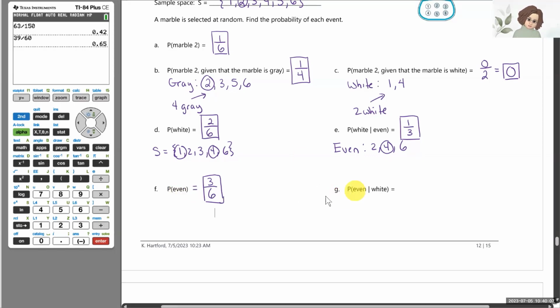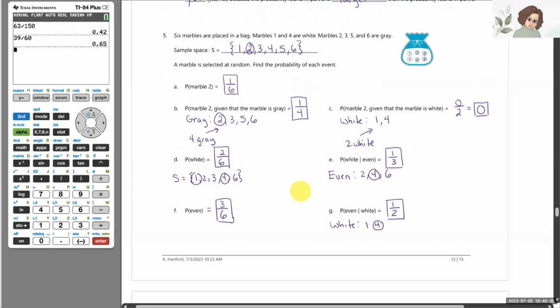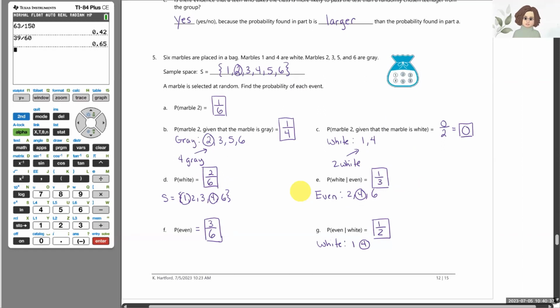And then what's the probability of even, given that it's a white marble? So again, the condition tells you your denominator. I can only look at the white. 1 and 4 were the white. And the probability of getting an even, 4 is even. So 1 out of those 2. Okay, so that wraps up our conditional probability examples.